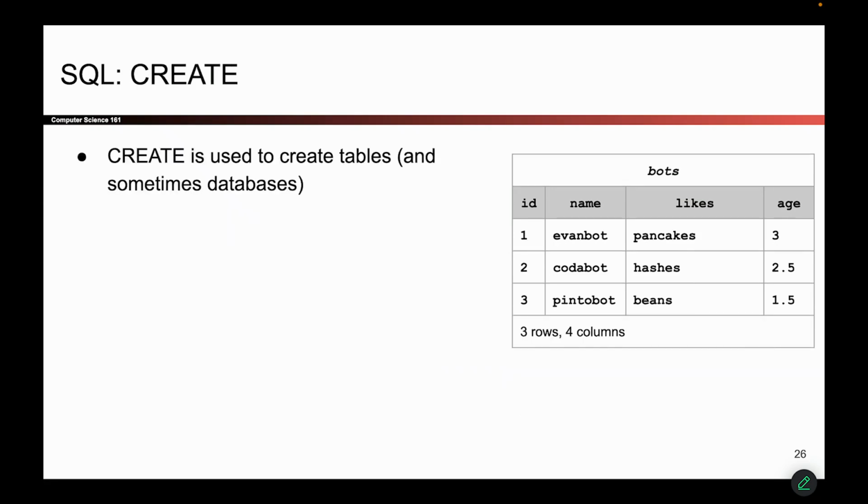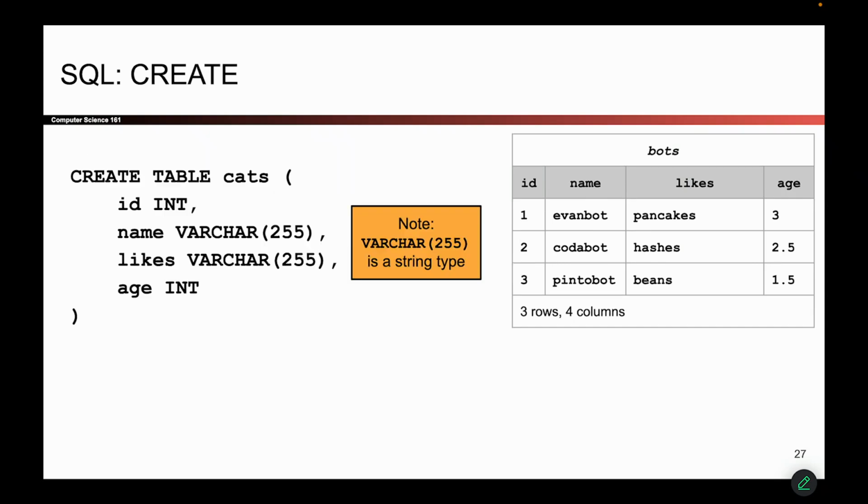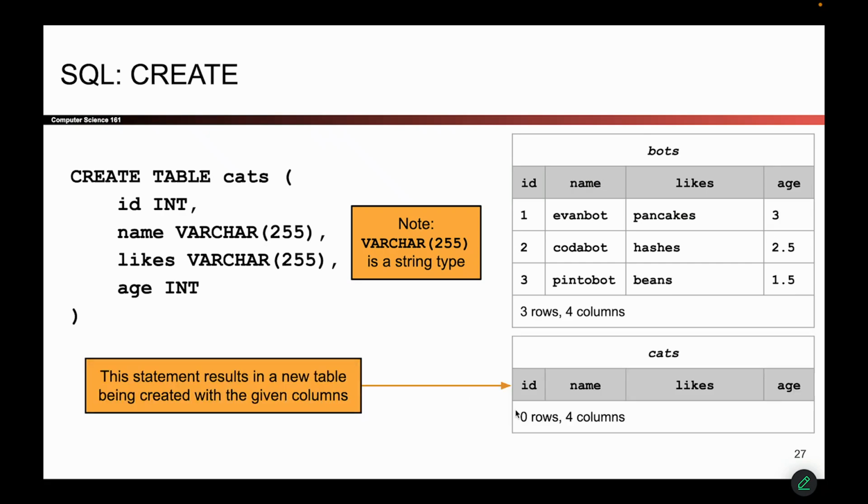Finally, one thing you can do is create new tables. So to create a new table, you will say create table. You'll name the table, and then you'll list all of the different columns that you want in your table. So I want a column named ID of type integer, name of type string, likes of type string, and age of type integer. So I'm creating a brand new table. There it is. And at first, it has no rows. I'd have to use something like update or insert to add more rows into this new cats table, which is currently blank. This is how you make a table. You specify all the different columns that you want and their types.